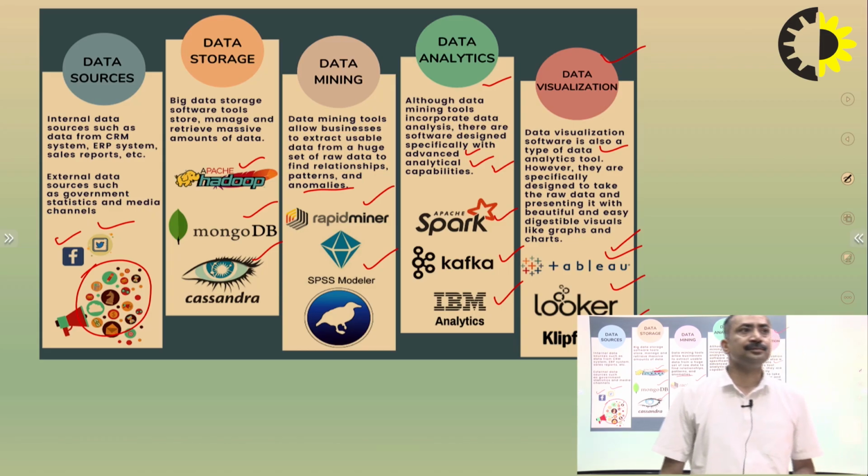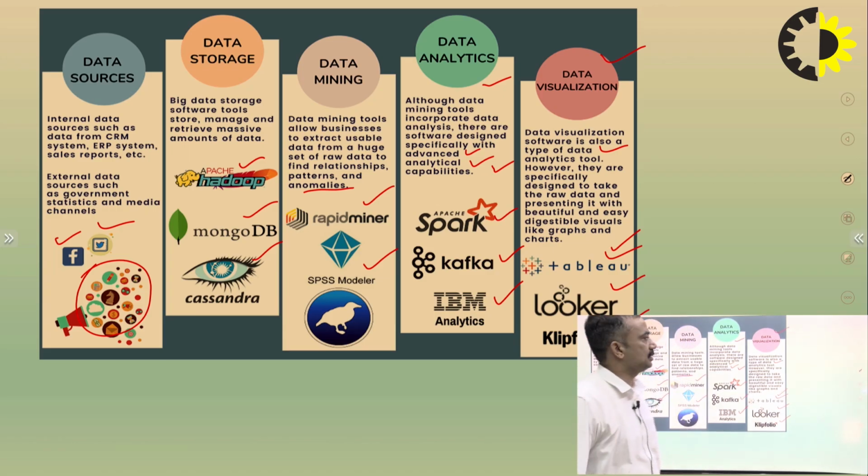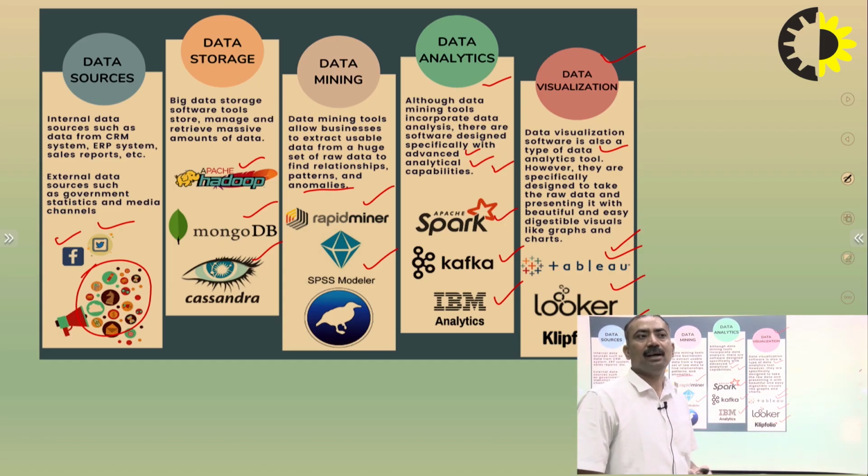So we have these four big data technology components: data storage, data mining, data analytics, and data visualization. At the start, we have data sources from different sources. We take data and store data, mine data, analyze the data, and visualize the data.